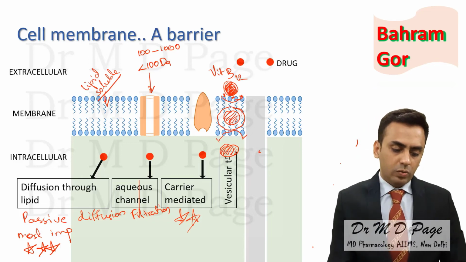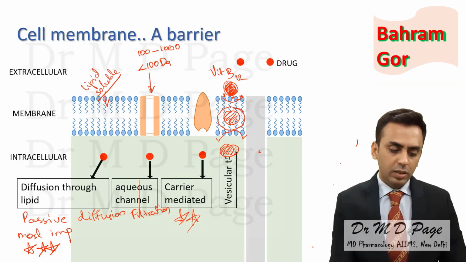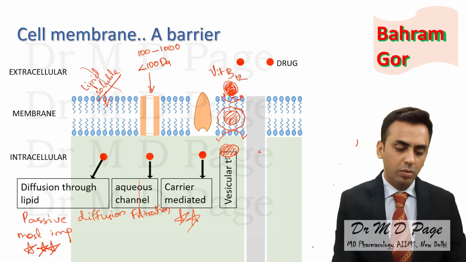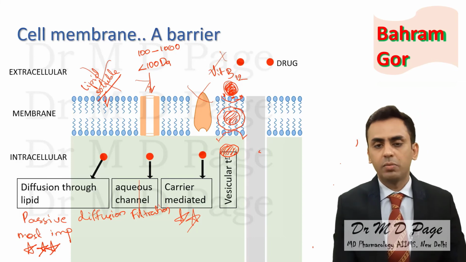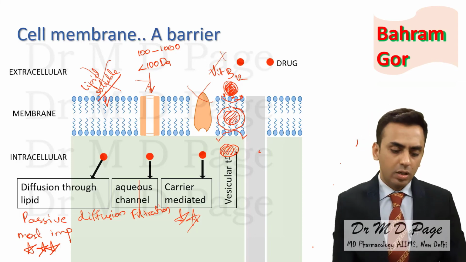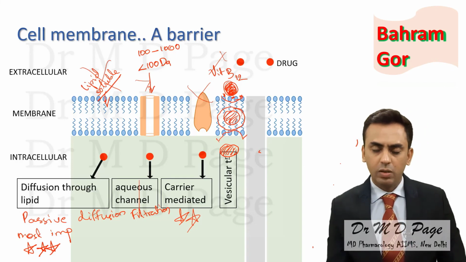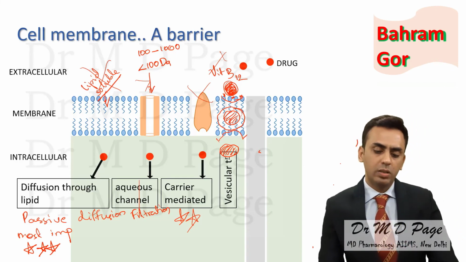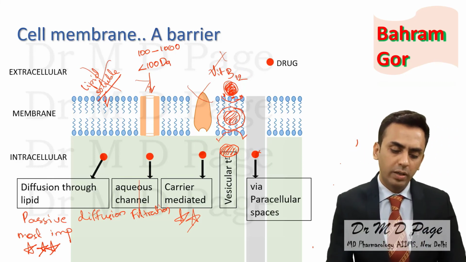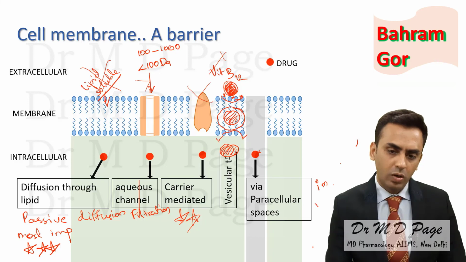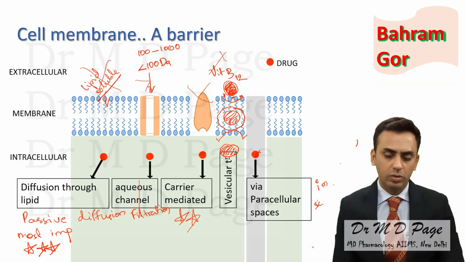Okay. So if the drug is not lipid soluble, has a molecular weight more than 100, and there is no carrier protein for it, and there is no vesicular mechanism also, how can the drug transfer? Some large molecules which are lipid insoluble can enter into systemic circulation through paracellular spaces. This is usually by IM or subcutaneous route. Drugs will enter into blood vessels through this route.